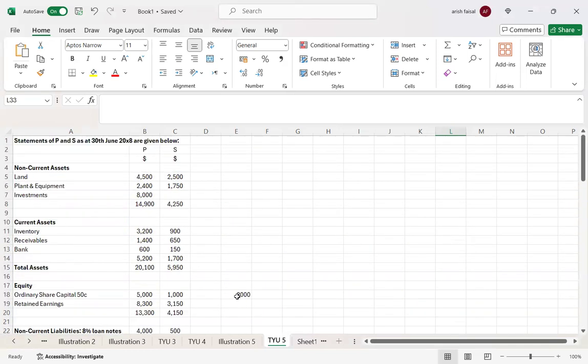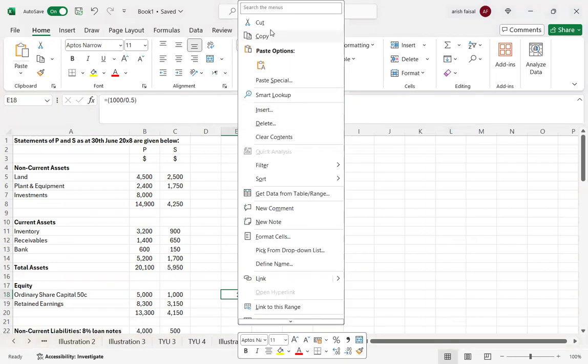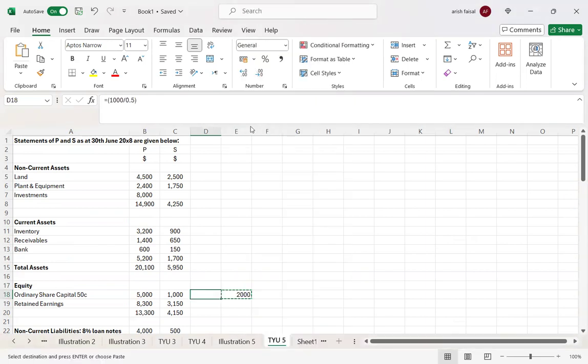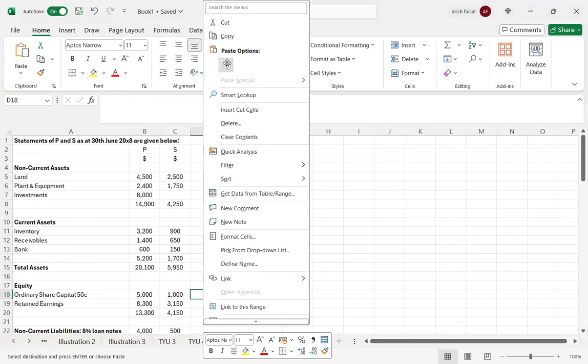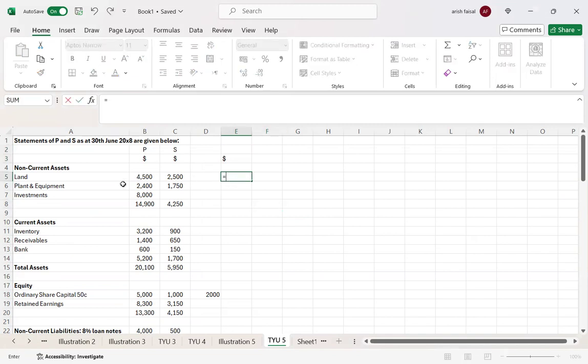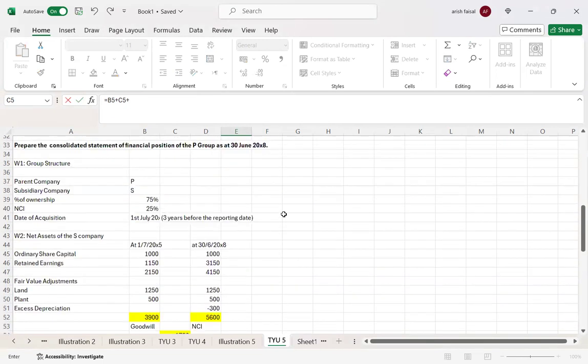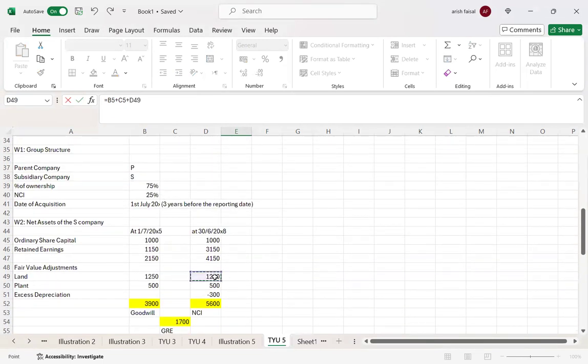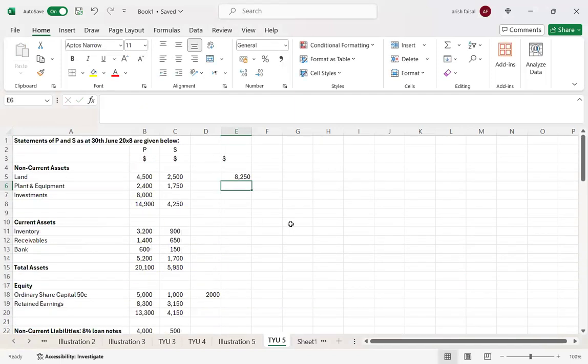So now it's time to make your balance sheet. Okay, so I just paste it over here. Anyways, here we have the total. We'll put the dollar sign over here. Right now, land. The first asset which we have is land. I told you that you have to take the parent's land and the subsidiary's land, and then you have to adjust for any fair value adjustment. We did have a fair value adjustment of 1,250 in the case of the subsidiary. So the total value for the land turns out to be 8,250.